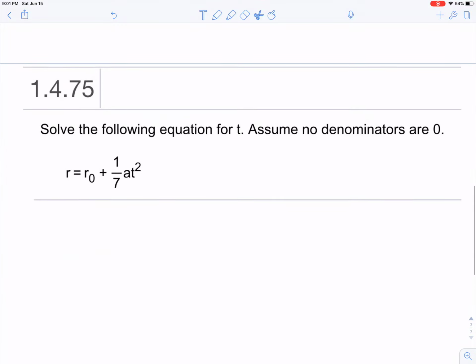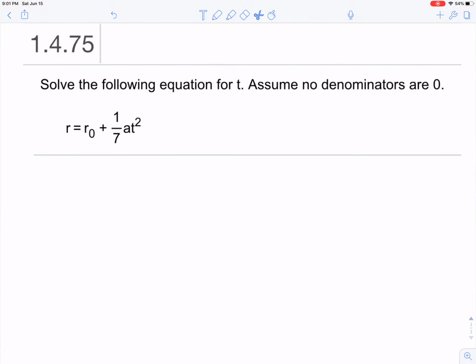This question comes from College Algebra, from our text, section 1.4, question 75 from the back of that section. This question says to solve the following equation for t, assuming no denominators are zero.